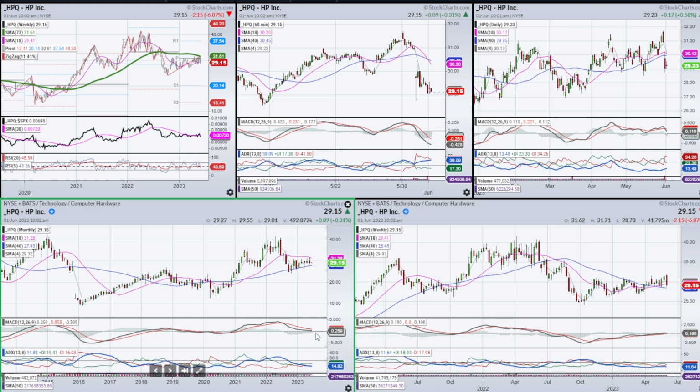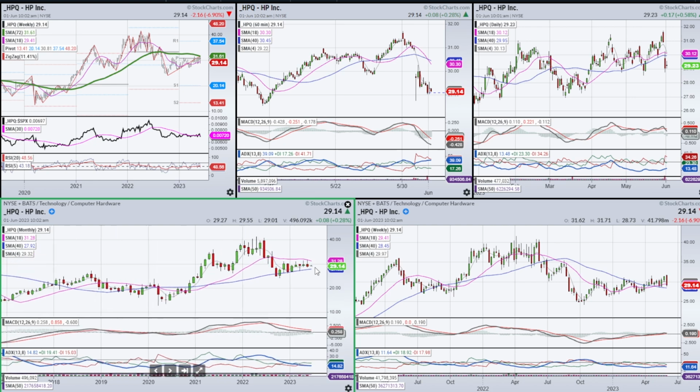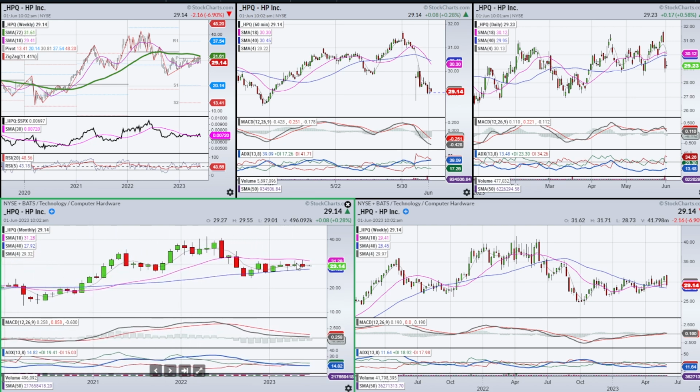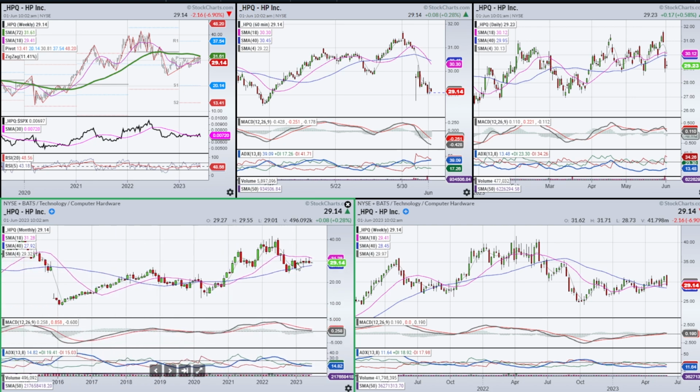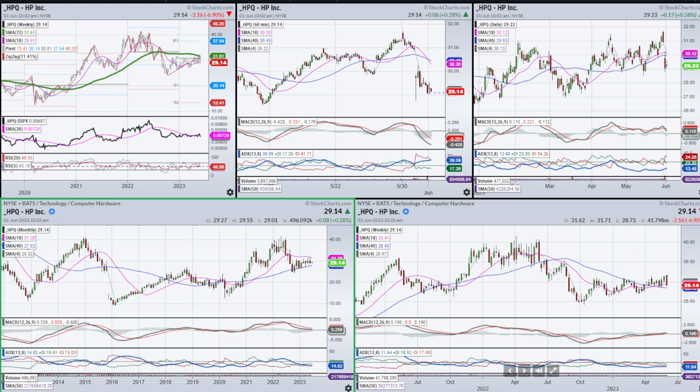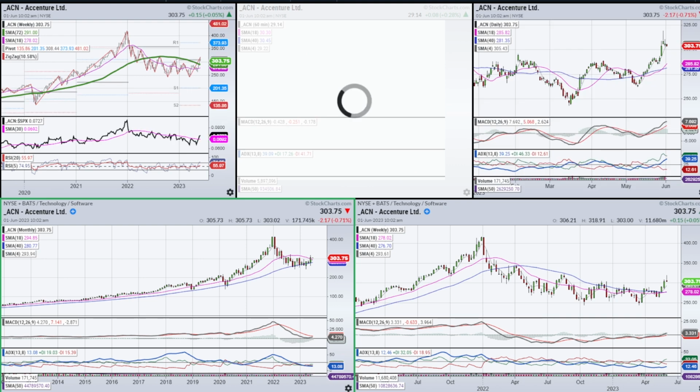But I got to tell you, just because this is coming to the zero line, I don't like the price bars on the monthly. I don't like the way this is setting up. You can see the tails on the monthly over the last couple months. It's just not quite ready yet. Give this a little bit more time, and then maybe on the second time through, this could look more interesting.